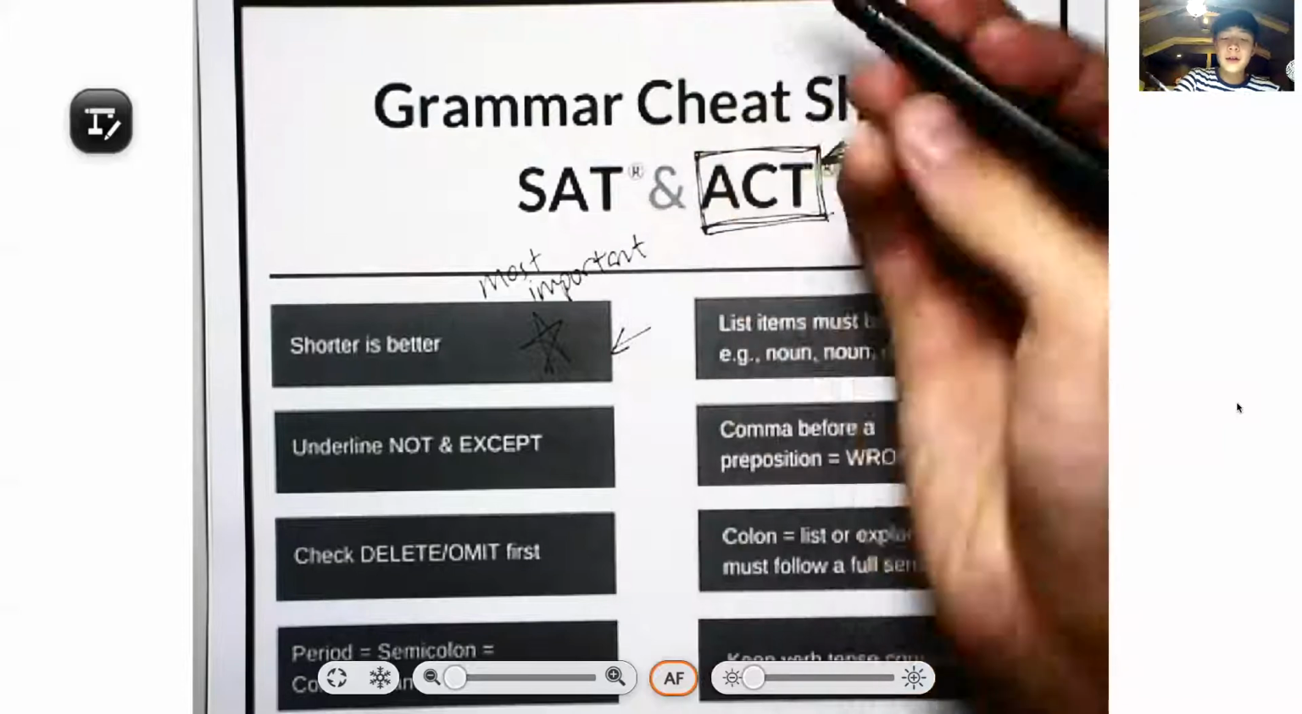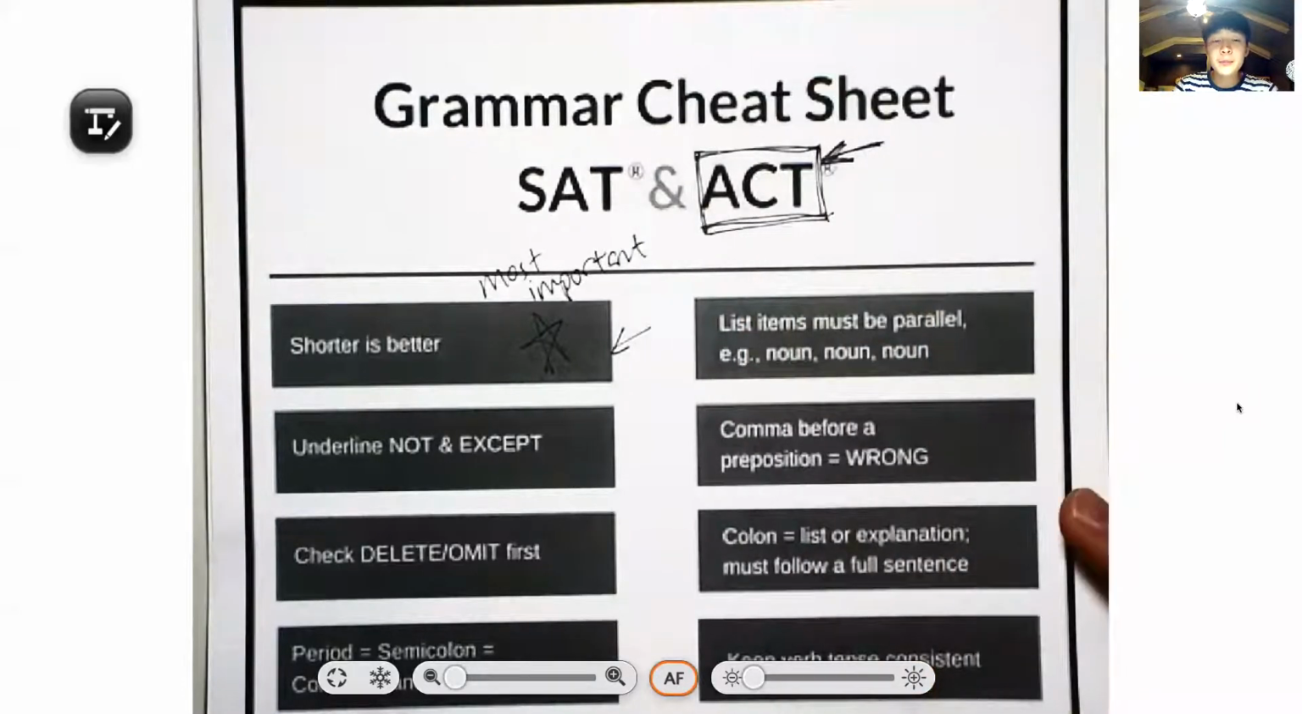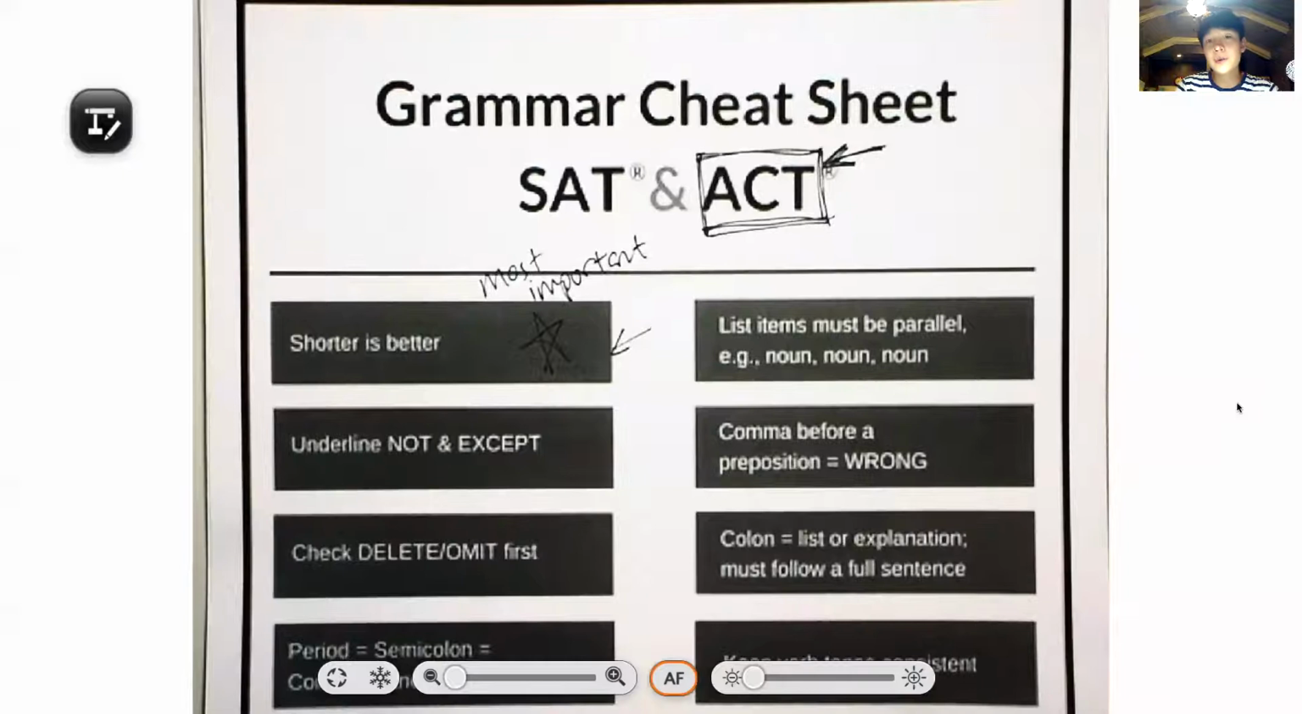So if shorter is better is most important, does it mean that I just choose a shorter one and move on? Well, of course not. It means that shorter is better. All of these tips right here apply after you check the validity of the answer choice. So if it's valid according to English principles, which is what we're going to go over in this packet in a little while, all the English rules and principles you need to know. Of course, shorter is better only applies if the answer choice is correct in the first place.